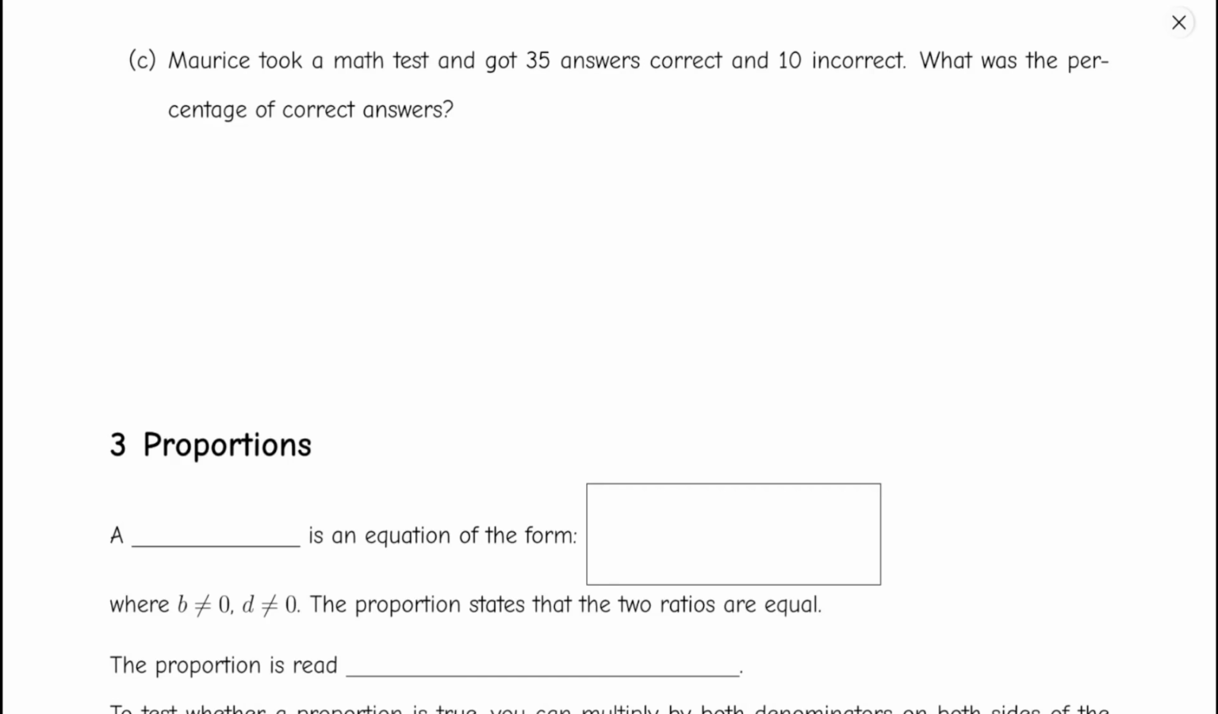Part C. Maurice took a math test and got 35 answers correct and 10 incorrect. What was the percentage of correct answers? First off, we need to find out the total number of answers. So we take the number of correct answers plus the number of incorrect answers to get 45. Then to find the percentage of correct answers, we take the number of correct answers divided by the number of answers in total. So we can reduce this by dividing by 5 on top and bottom to give us 7 over 9.